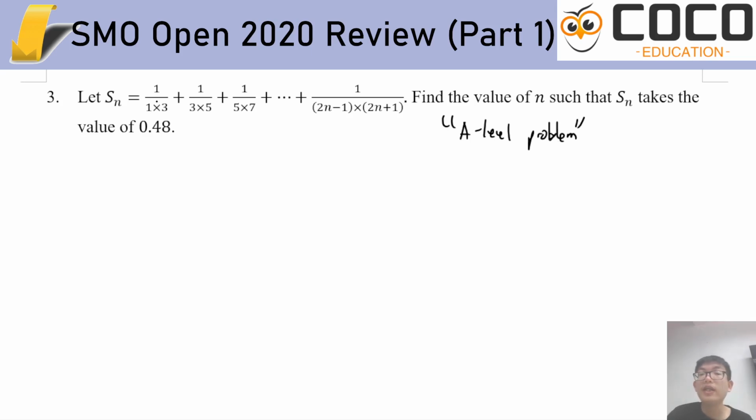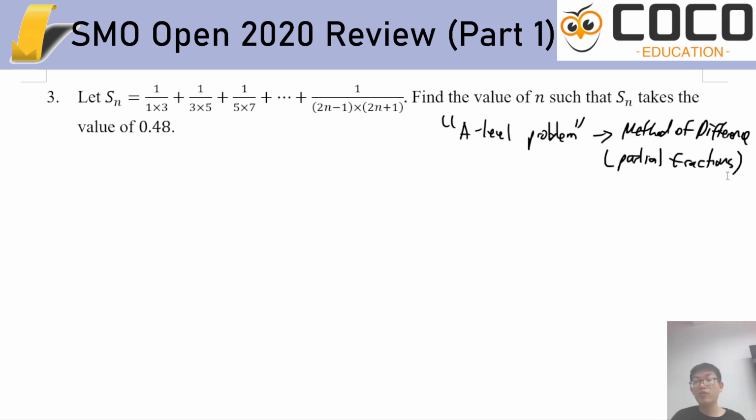Of course, what A-levels would classify this as is method of difference, where the method of difference is in the special case of partial fractions. And so if you are doing this not as an A-level student, I'm sure that you will think of partial fractions because you have seen this many times before.